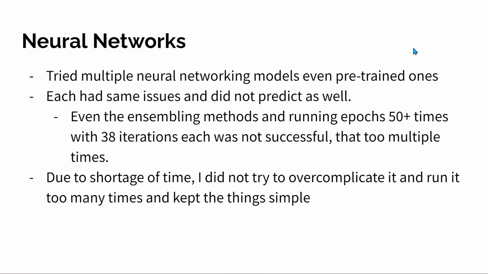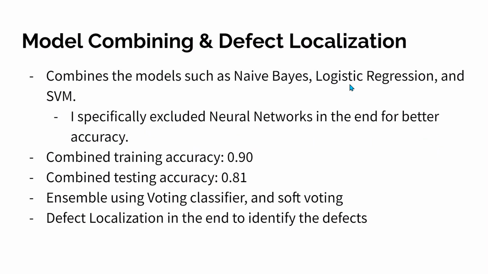In a few of the NN models, the epochs were 50 plus with 30 iterations each, which basically takes a lot of time, but it was still not that successful even after applying multiple ensembling methods and multiple neural network models combined into one. It was still making things a lot more complicated and was not even solving the issue. So that's what I did, what any logical person would do: exclude it in the model combining phase.